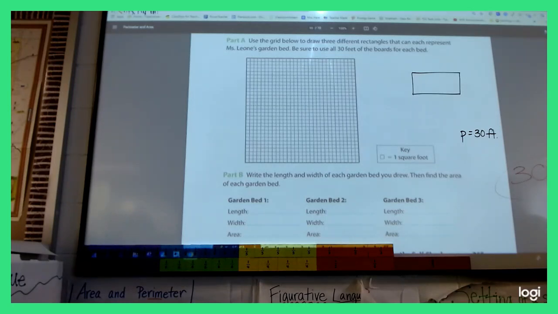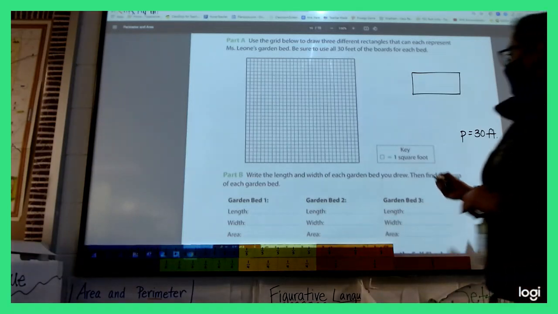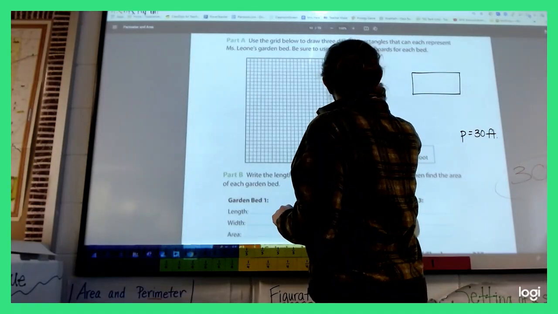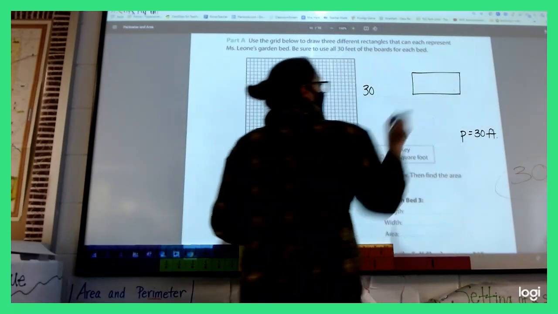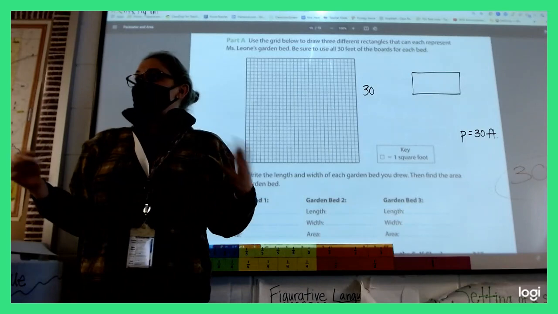Like starting with 30, maybe that's the area. Okay, well it's not the area, it's the perimeter, but it's very helpful. So we do need to start with the 30. Okay, I have 30 feet to use to wrap all the way around this shape. This is kind of a guess and check thing, okay?